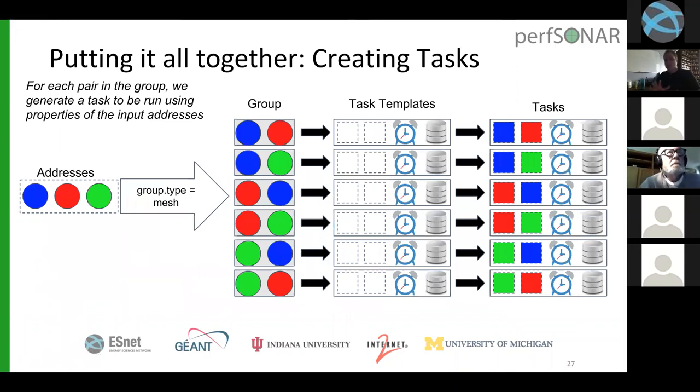So now let's bring this all together. This is essentially the fundamentals of what PSConfig is ultimately doing. It's taking this group of addresses and pushing it through a group. In this example, I just took the mesh group, so it's creating these 6 pairs. Then for each pair, it's running it through our task template. Since our task template has some template variables, it's pulling out the property, in this case the color. And when you're all the way over here on the right, you get our list of final tasks, with all the colors filled in.